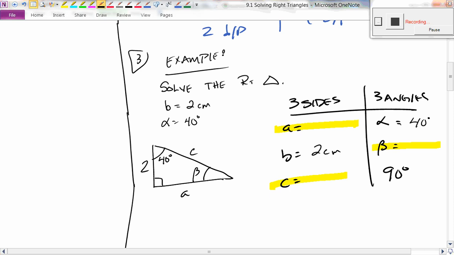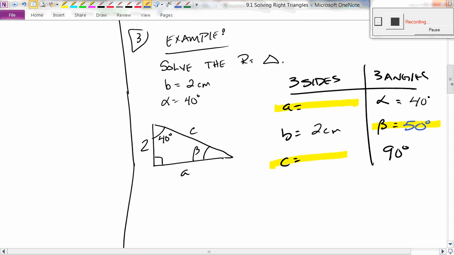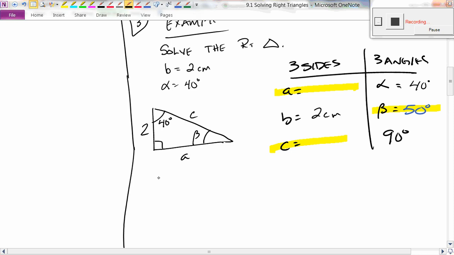Can we use the Pythagorean theorem? No, we sure can't. Bummer. Can we get beta really quickly, though? What's that? 50. How come that's 50? They all have to equal 180, so that's pretty straightforward. So now we only need 2 things. Pretty good. So let's go ahead and get A. We're going to use trigonometry to get A. So let's get side A. How do I set it up? What trig function do I use?